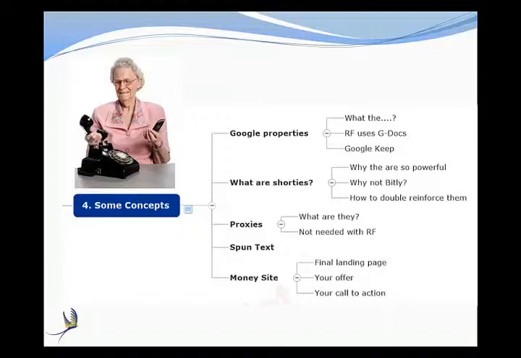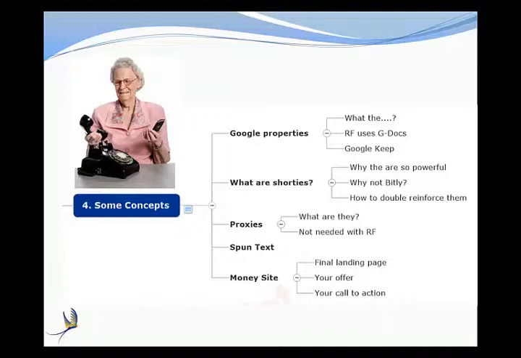Next, what about shorties? Shorties are shortened URL links, but they're not just any shortened link like a bit.ly. The software gets Google to create the links, so they carry much more authority. They are, in fact, another Google property. By creating shorties to shorties, the system double reinforces them, creating more juice and power.